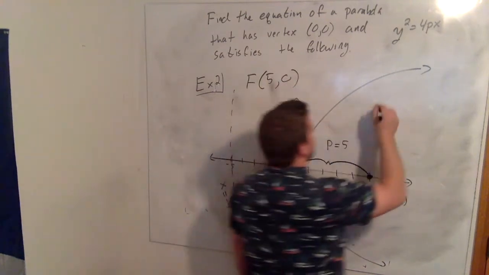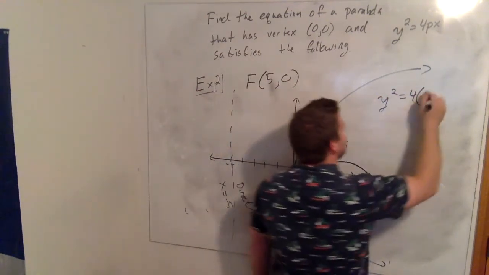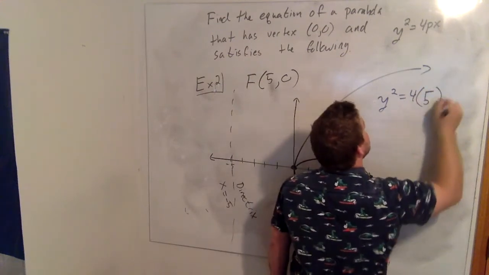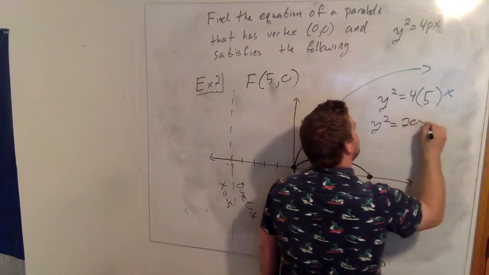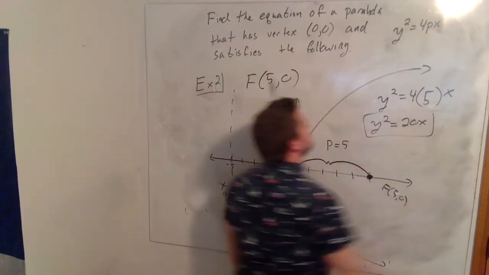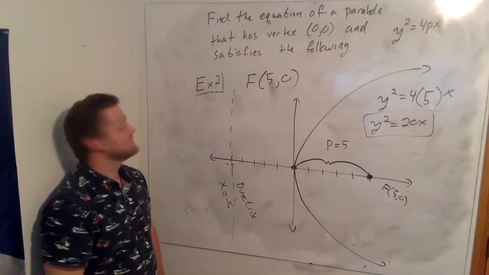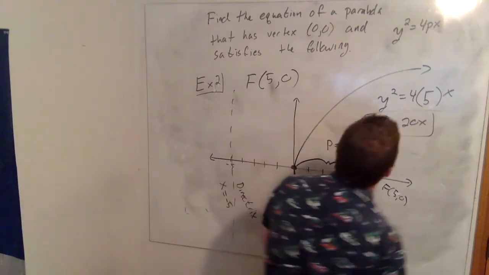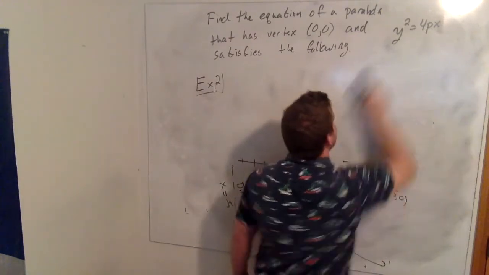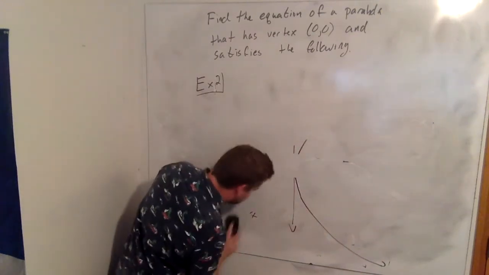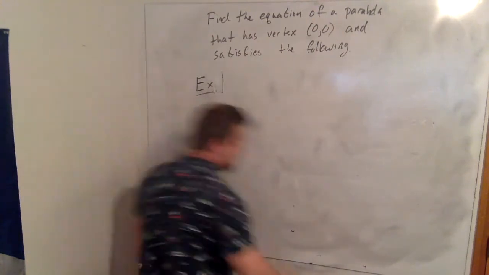We can just plug that into our equation. So we have y squared equal to 4 times our p, which is 5, times x. So we'll get y squared is equal to 20x. Here's the equation of a parabola that meets these conditions. Let's do one more. Example 3.